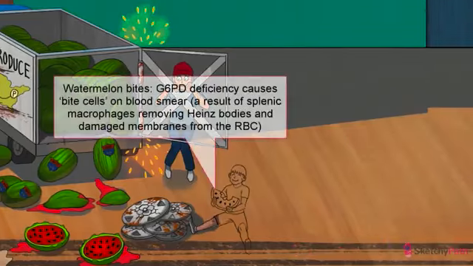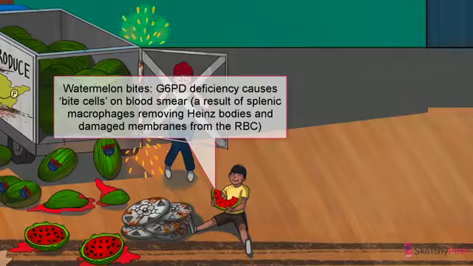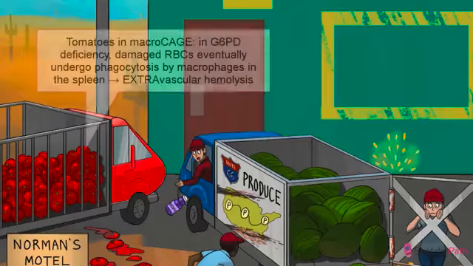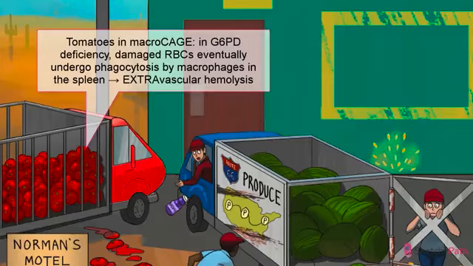When these cells make it to the spleen, the Heinz bodies and damaged membranes are partially chewed off by splenic macrophages, forming those characteristic bite cells seen on peripheral blood smear. They have a literal bite taken out of them. Eventually, these RBCs become too worn down by the combination of Heinz body damage and macrophage bite attacks. As a result, most of these RBCs are phagocytized in the spleen.